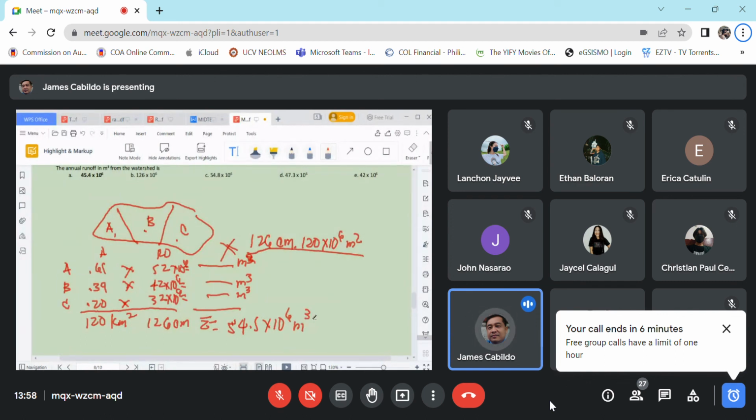So dito sa sagot, it's either letter A, 54, it's either letter C, 54.8, o di kaya your own answer, kasi nga wala dito eh. Pero wala naman kasing choice na none of the above. So ang instruction is choose the best answer, di ba? Choose the best answer. So what's the best answer here? Wala naman tayong none of the above. So it is 54.8, letter C.